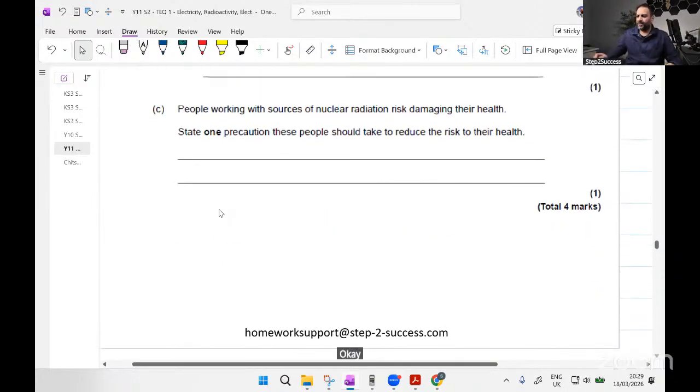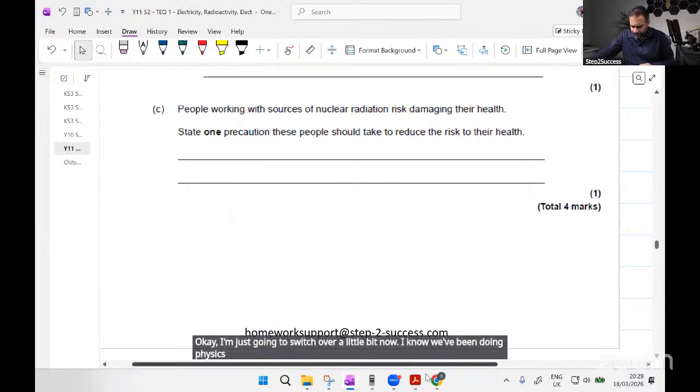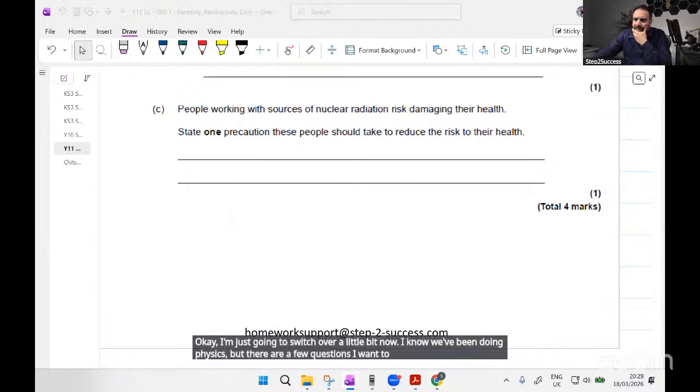Okay, I'm just going to switch over a little bit now. I know we've been doing physics, but there are a few questions I want to just demonstrate for you that I was doing the other day, just to show you how physics equations questions are not always terribly challenging.